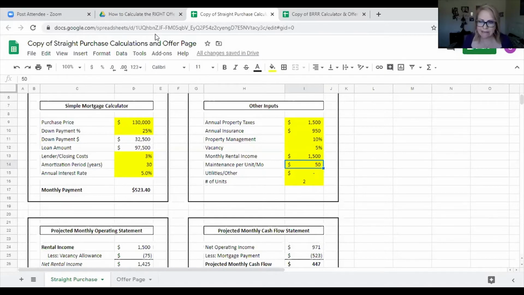So just be realistic about it. Don't be pie in the sky. If you're like, this property hasn't been renovated in a long time. It's really old. Maybe I should plan on $100 a month per unit, just so that I'm creating a bit of a savings account for when stuff does go wrong.